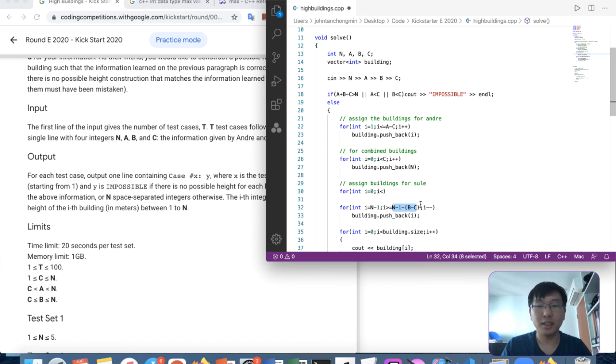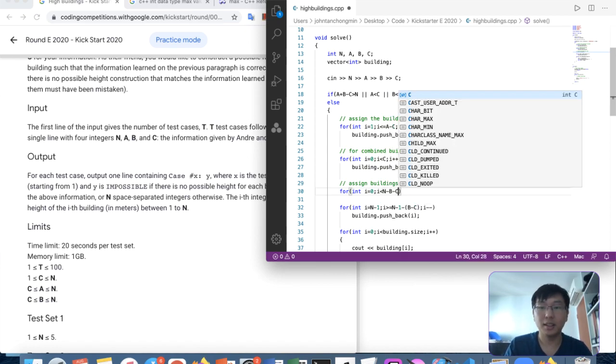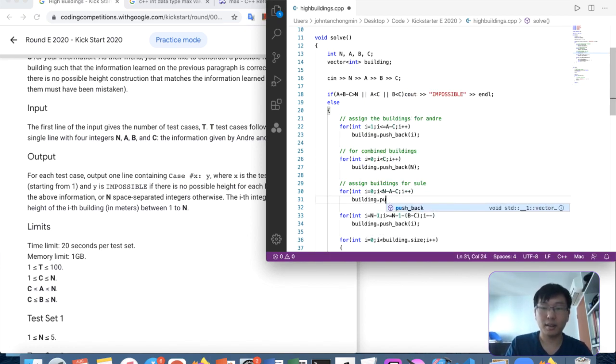So this will count down b minus c times. These buildings we can safely push back, if it exists, because here will be n minus 1 and here will be n, a building of height 1, which is not possible for Sul to see. So we can do it like this. i equals 0, i smaller than n minus b minus c. No, sorry, n minus a minus c. i plus plus, building dot push back 1, which neither can see.